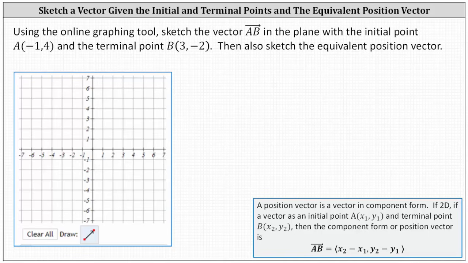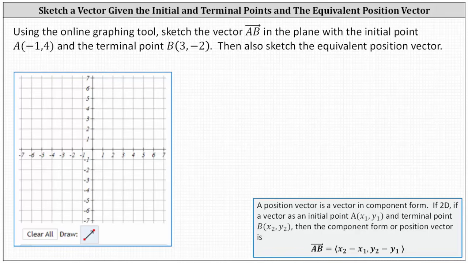We're asked to sketch the vector AB in the plane with the initial point (-1, 4) and terminal point (3, -2), then also sketch the equivalent position vector, or the equivalent vector in standard position. We'll do the first example by hand, and then we'll use the online graphing tool for the second example.